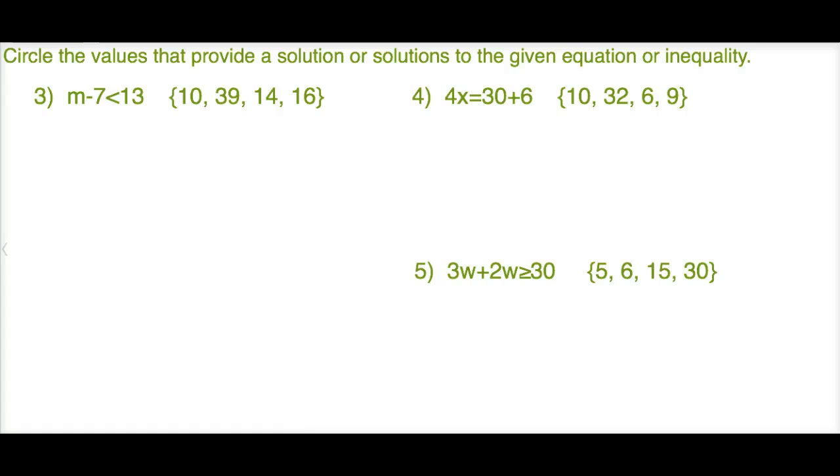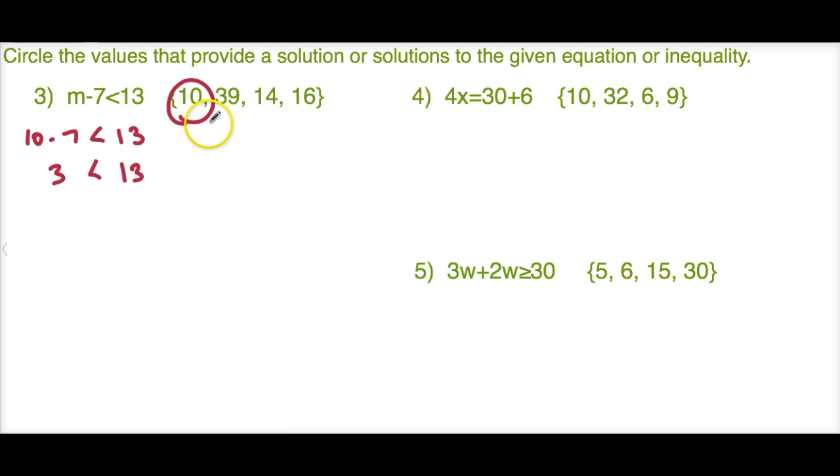Number 3, circle the values that provide a solution or solutions to the given equation or inequality. So for this type of question, we have to take the inequality and substitute in each of the values here. So we have m minus 7 is less than 13. So now I'm going to take my first number, 10, and I'm going to substitute it in for m. So that's going to be 10 minus 7 is less than 13. 10 minus 7 is 3. Bring down your sign. 3 is less than 13, so that is a true statement.